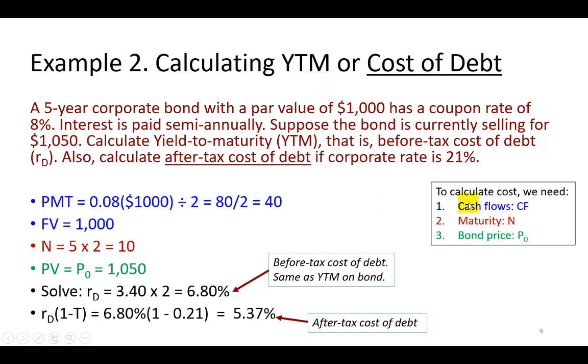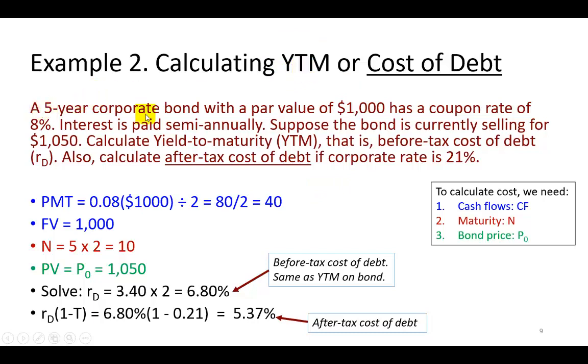And looking at the color coding here, this time in lieu of the market interest rate, which would have helped us calculate the price of the bond, we now are given the price. And with that, we're ready to calculate the cost of debt, which is also the yield to maturity on the bond. So now check this out.